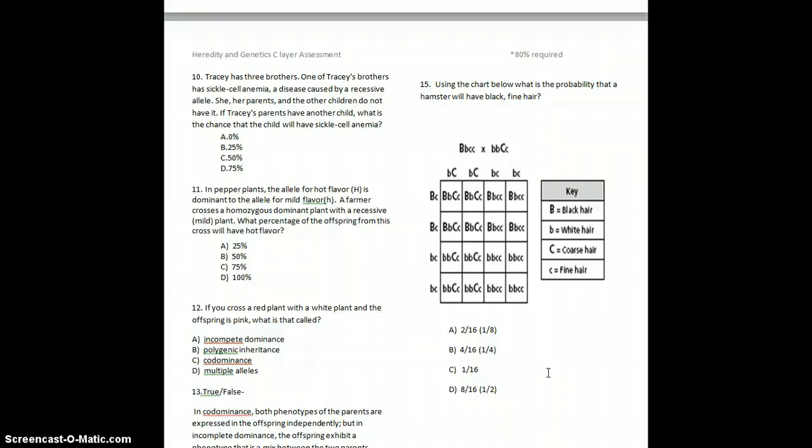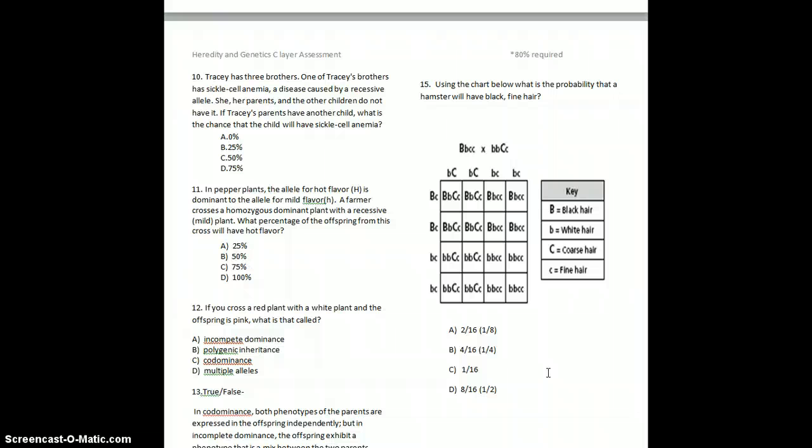Number 10. Tracy has 3 brothers. One of Tracy's brothers has sickle cell anemia, a disease caused by a recessive allele. She, her parents, and the other children do not have it. If Tracy's parents have another child, what is the chance that the child will have sickle cell anemia? Is it A, 0%, B, 25%, C, 50%, or D, 75%?